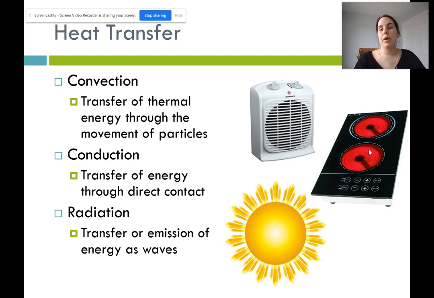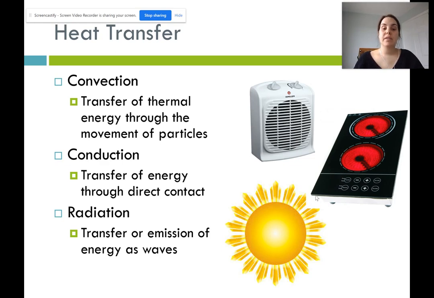So when I put a pot of water onto the stove directly on those elements, okay, that is a transfer of energy through direct contact, so that would be conduction versus convection. A little bit different than warm air blowing on you from a space heater. Okay. The last type of heat transfer is radiation.